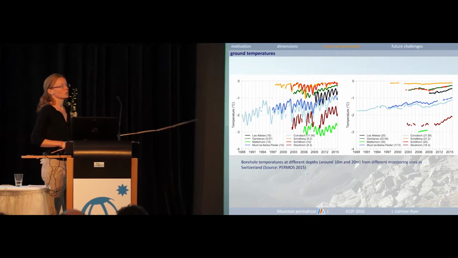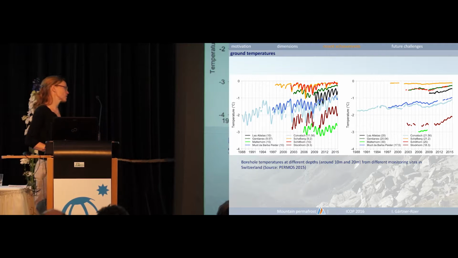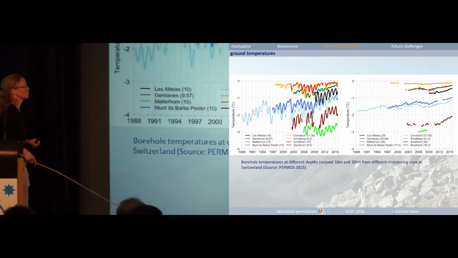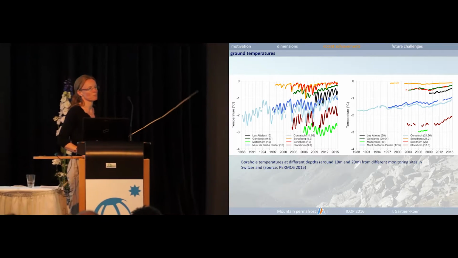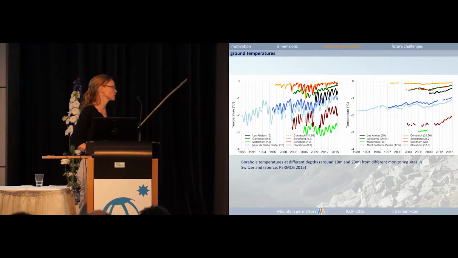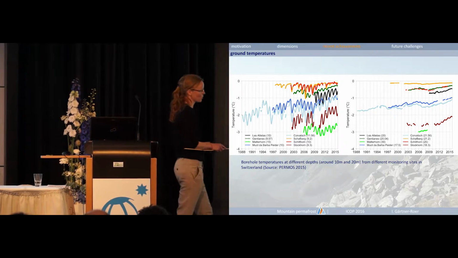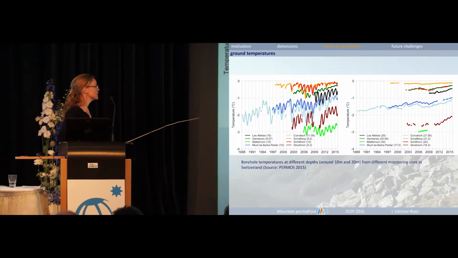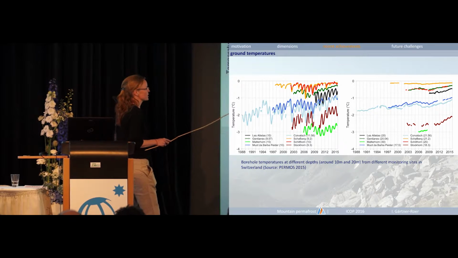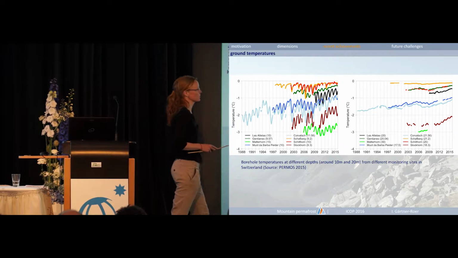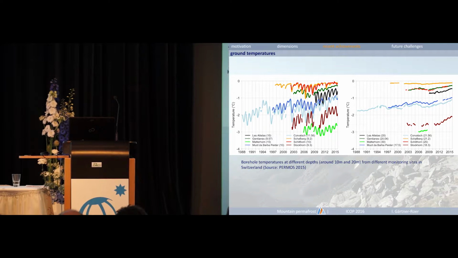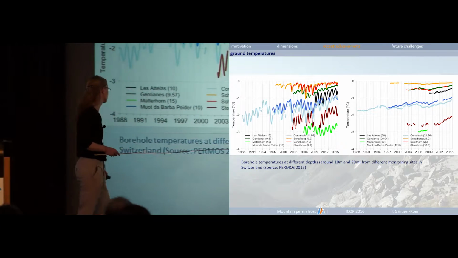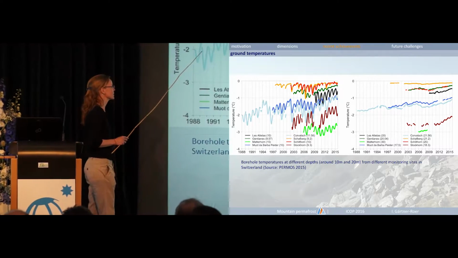Second, we have borehole temperatures, ground temperature information from different depths. You see here the series of boreholes that we have in the Swiss permafrost monitoring system. You will hear more about these data later on in a presentation given by Jeanette Nötzli. On the left-hand side, you see the data from a depth of around 10 meters, and on the right-hand side, around 20 meters, and for Matterhorn, it's actually 30 meters.